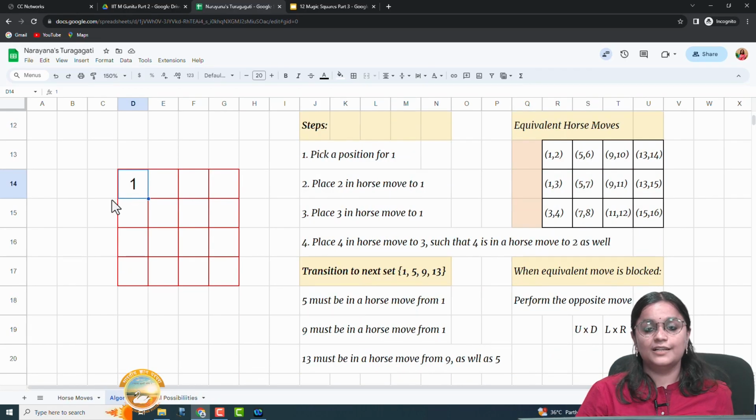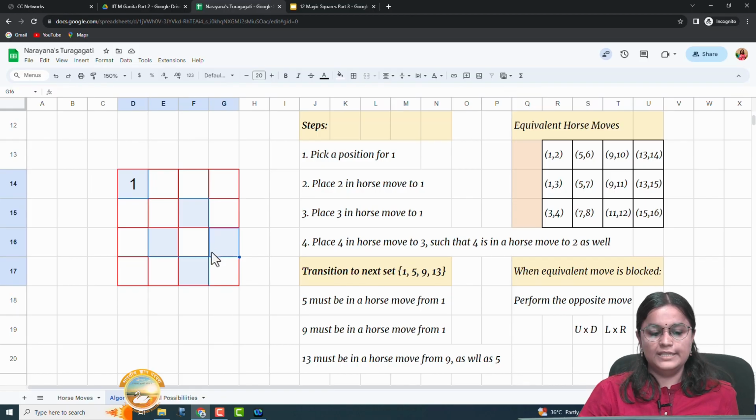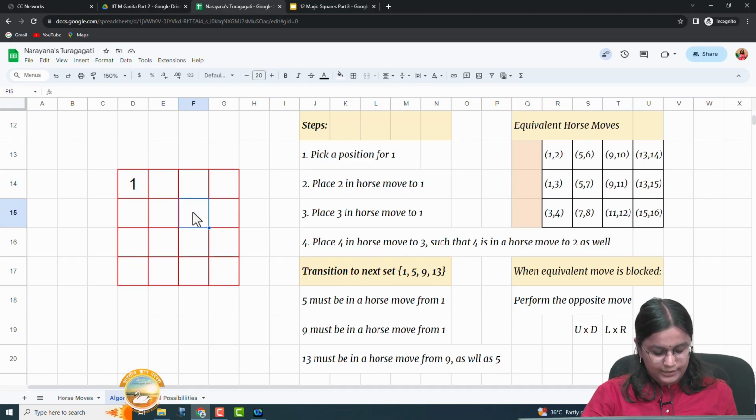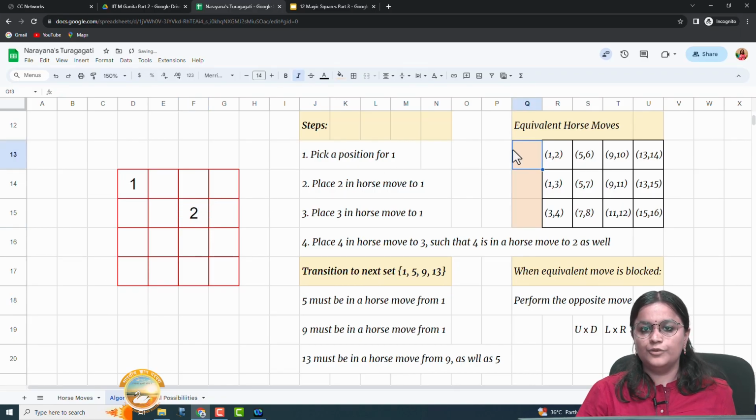With the same series, let us now try constructing one more magic square. Let's say this is the position we fix for 1. For 2, the 4 possibilities we have are these. Let us say we go with this particular option and place the number 2. Here we will log the move which we have made, which in this case has been the down horse move. So, we will put a D over here.